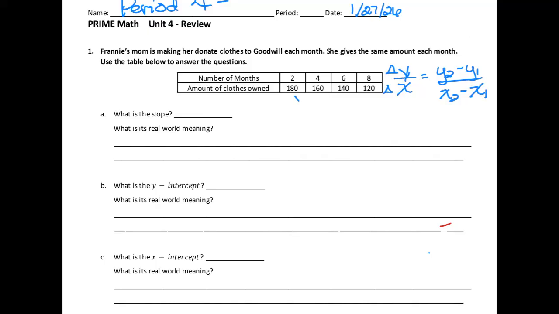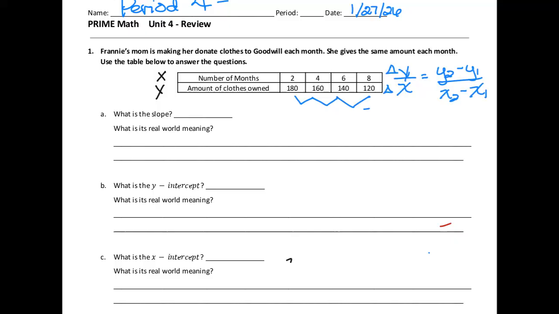So as I'm going from 180 to 160, well, first of all, let me back up. What's my x amount here and what's my y amount here? Number of months, is that independent or dependent? Independent. Anything with time is almost always going to be your independent. So this is the x, this is the y. As I look at the difference from 180 to 160, 160 to 140, 140 to 120, what are you noticing?